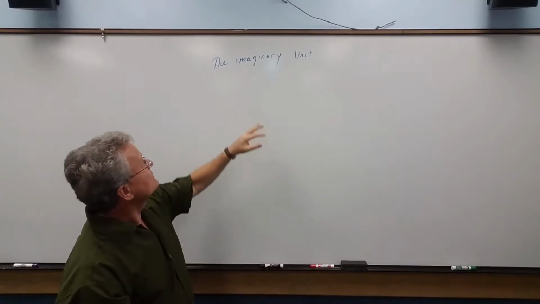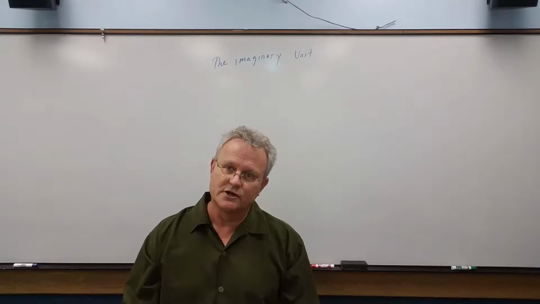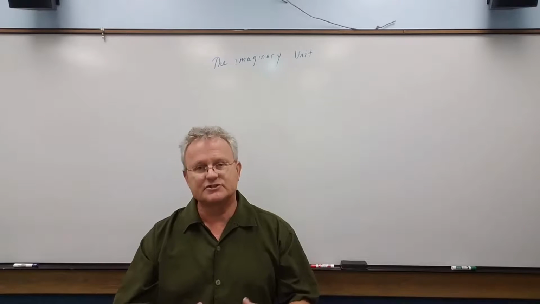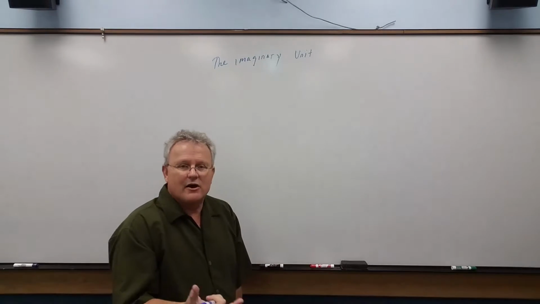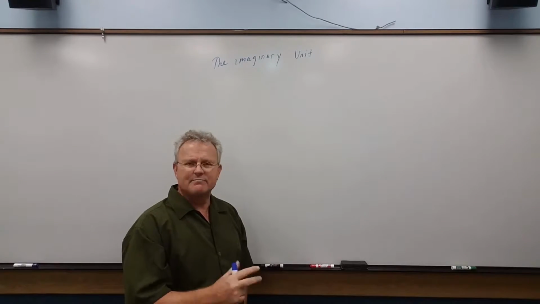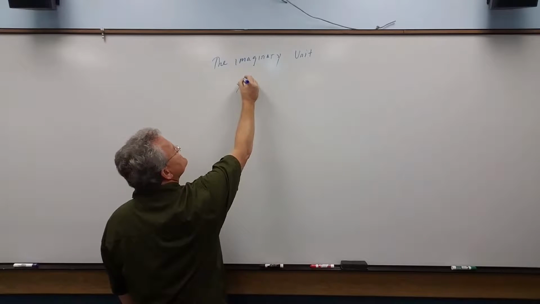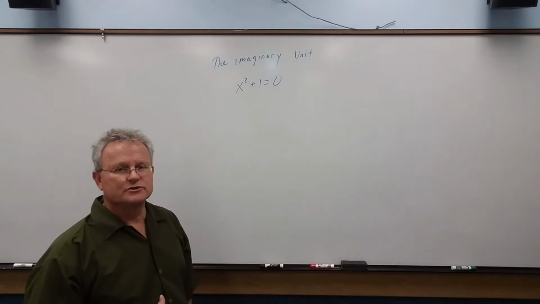Okay, so now what we're going to do is talk about the imaginary unit, the square root of -1, which is i. And again, that's called the imaginary unit. How did mathematicians come up with this? Well, they were considering this equation here. What's the solution to this?